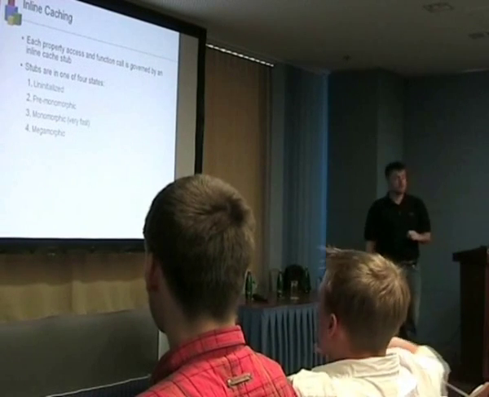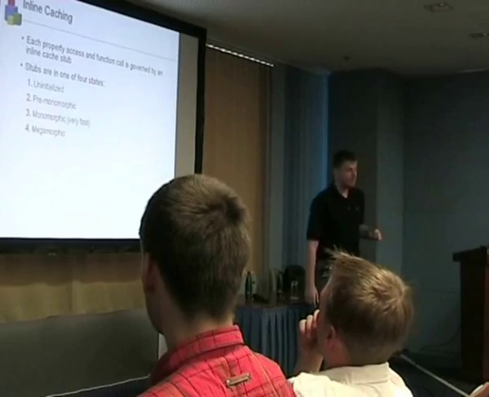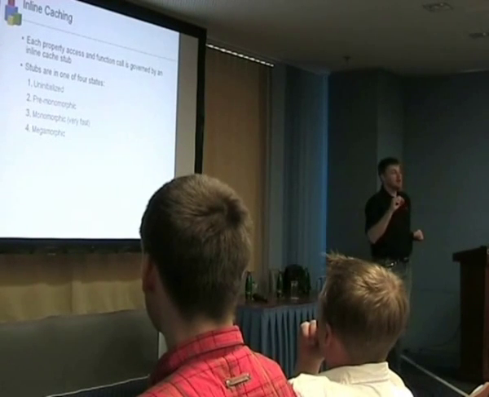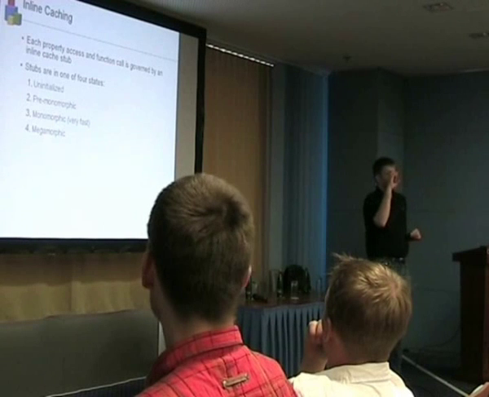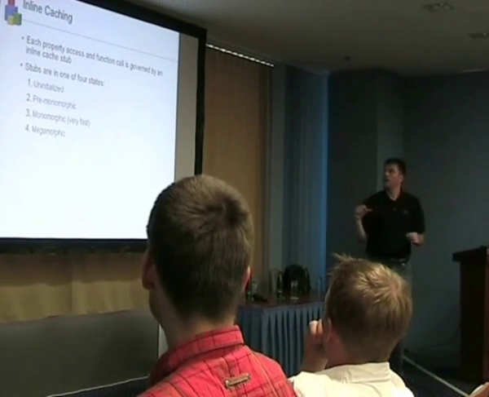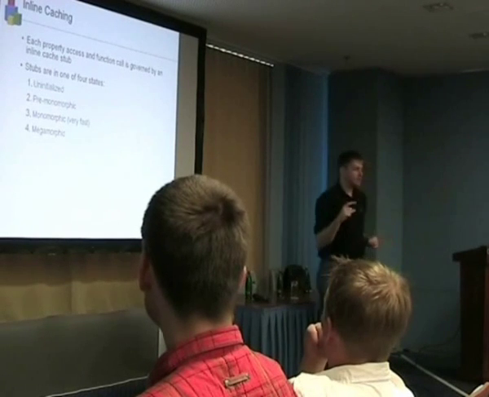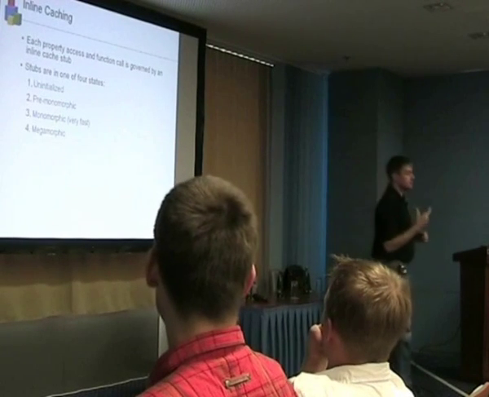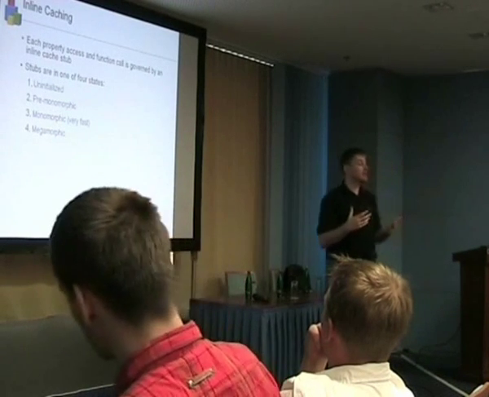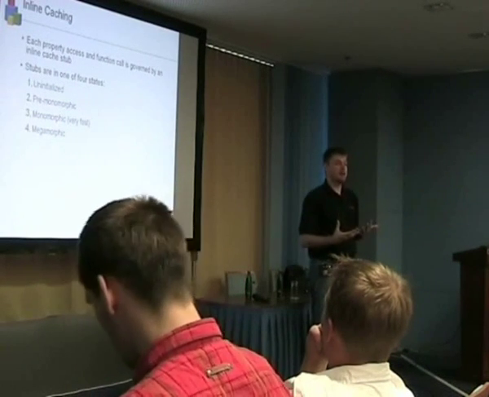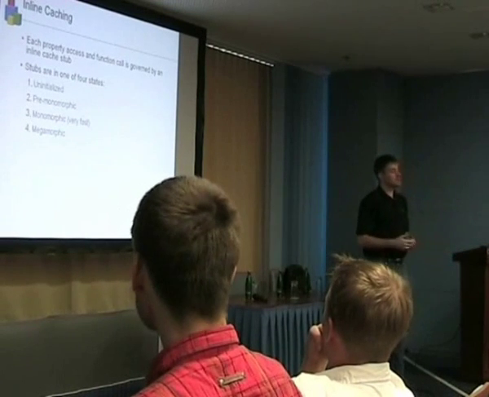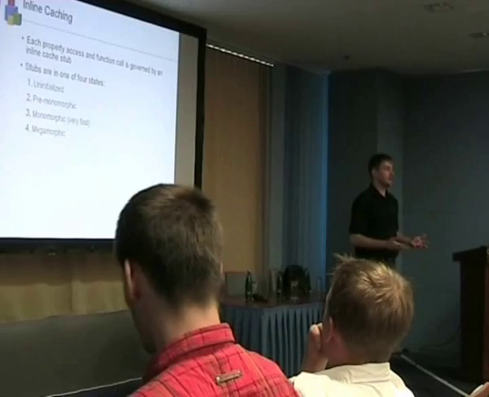And in particular, we can use something called inline caching. So in inline caching, each property access is controlled by a little piece of code called an inline cache stub. And these inline cache stubs can be in one of 4 different states. So the first state is uninitialized, and that's the state every inline cache will start in. And that just means that I haven't seen anything yet, so I don't know. I haven't seen any hidden classes yet, so I don't know anything.